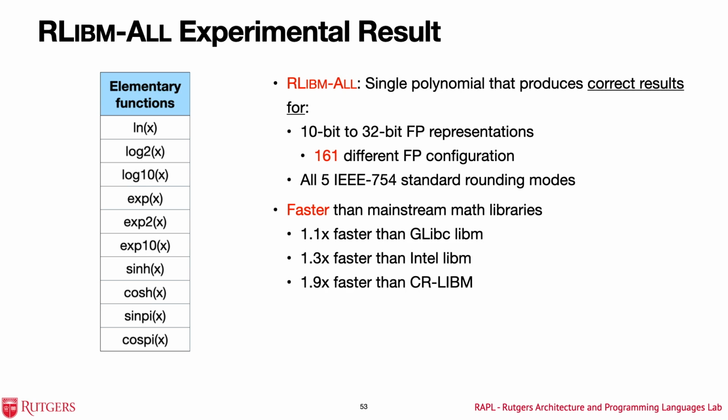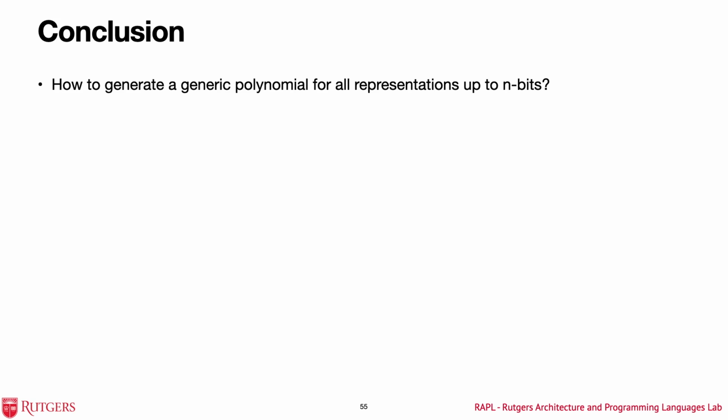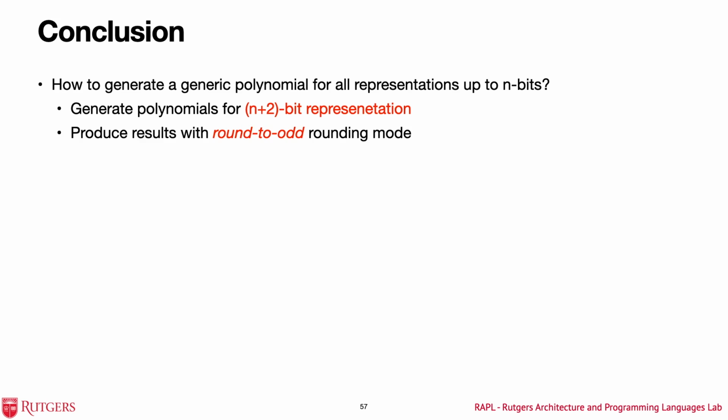And not only that, our experiments show that RLIBM-ALL is faster than mainstream math libraries. Please see the paper for more details about our experimental results. In conclusion, let's say you want to generate a generic math library that produces correctly rounded results for all representations up to n bits. Then you would generate a single polynomial approximation for the n plus 2-bit representation using the round to odd rounding mode.